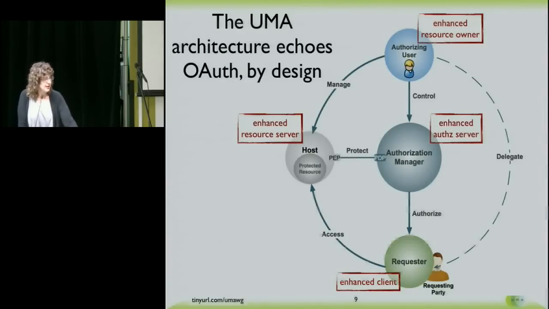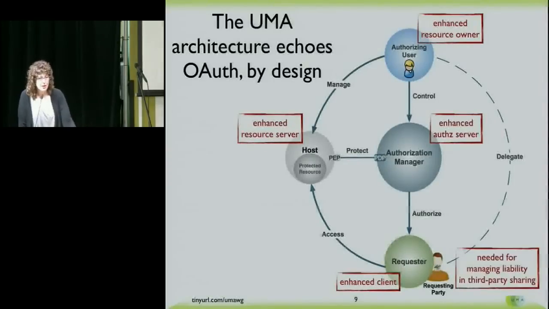An enhanced notion of an authorization server, which is what we called authorization manager before they came up with that name when they did RAP and OAuth 2. And finally, a requester, which is a kind of enhanced client. Now, who's that guy at the bottom right, the requesting party? Why did we need him?